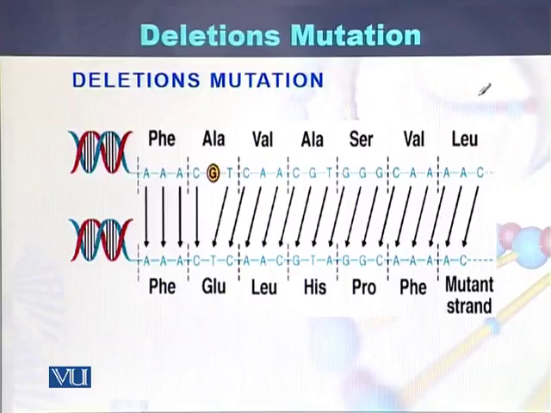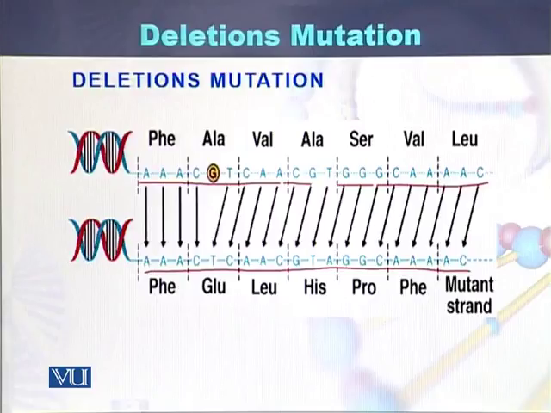This is the second example of deletion mutation. In this diagram, we can see that this is the normal sequence of DNA, while this is the mutated sequence of the DNA. G, guanine, which was present in the normal sequence of the DNA, has been deleted. Due to this deletion, we can see that now the sequence is A, C, and then T is here. So the G nucleotide, which was present in the normal sequence of the DNA, has been deleted.